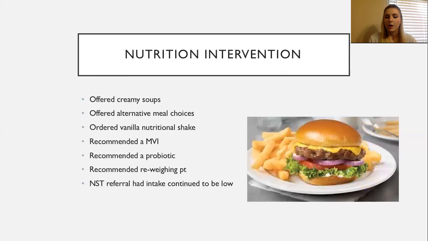So overview of all the interventions I did with her. I already mentioned the creamy soups. I offered those to her. She declined. I offered her those alternative meal choices. I did give her that burger and fries, but she also declined. Ordered her the vanilla nutritional shakes, which she did not try. We did recommend a multivitamin, since she was not eating, just to get some vitamins and minerals in her and reduce the chance of deficiencies. We also recommended a probiotic because she was on some antibiotics. We recommended reweighing her, and we would have sent her to the nutrition support team had she continued to not eat.